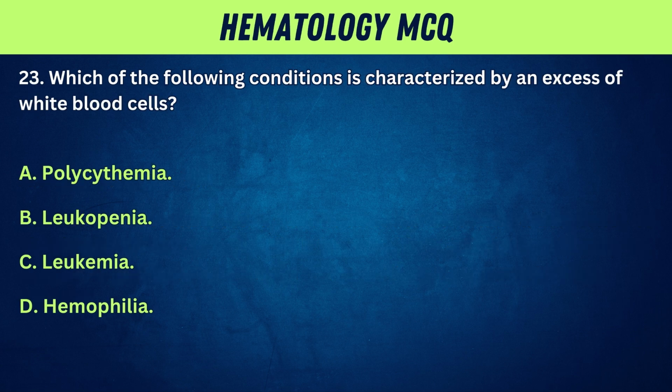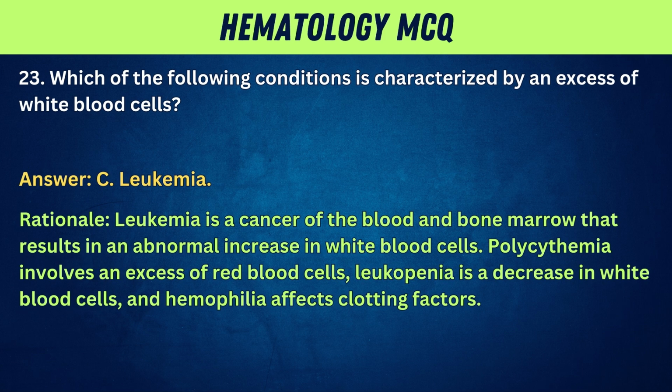23. Which of the following conditions is characterized by an excess of white blood cells? A. Polycythemia. B. Leukopenia. C. Leukemia. D. Hemophilia. Answer: C. Leukemia. Rationale: leukemia is a cancer of the blood and bone marrow that results in an abnormal increase in white blood cells. Polycythemia involves an excess of red blood cells, leukopenia is a decrease in white blood cells, and hemophilia affects clotting factors.